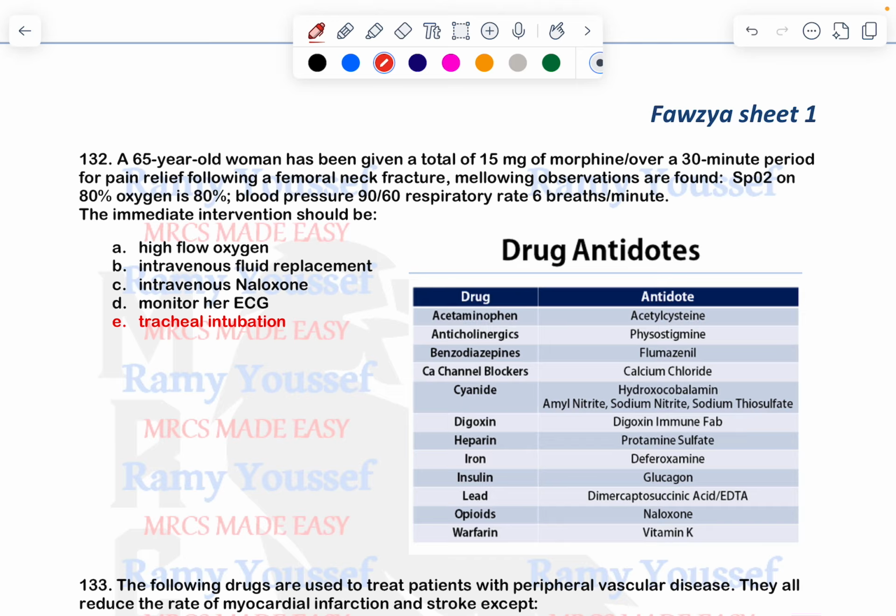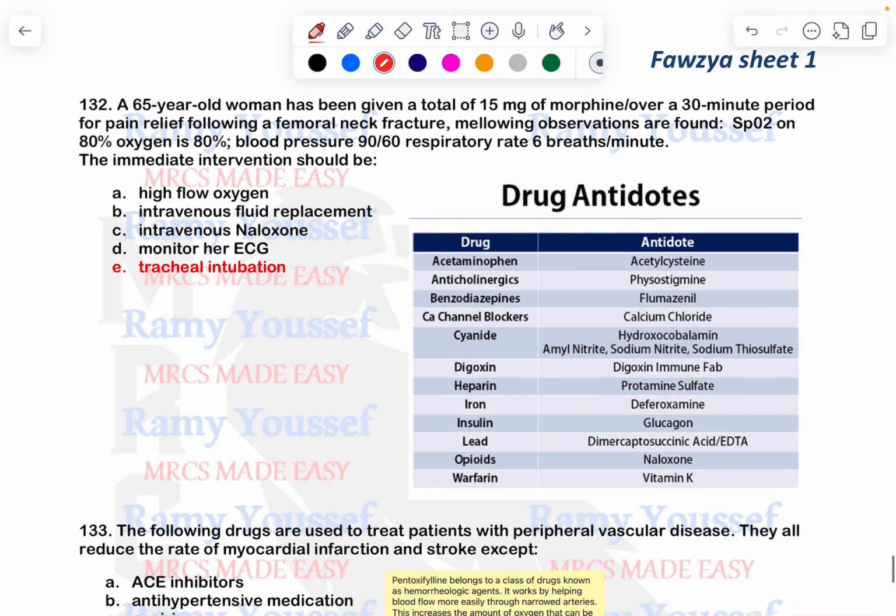Acetaminophen, acetylcysteine; anticholinergic, neostigmine; benzodiazepine, flumazenil; calcium channel blockers, calcium chloride; cyanide; digoxin; heparin, protamine sulfate; iron; insulin, glucagon; lead, EDTA; opioids, naloxone. This is what I was thinking, naloxone for morphine; warfarin, vitamin K.